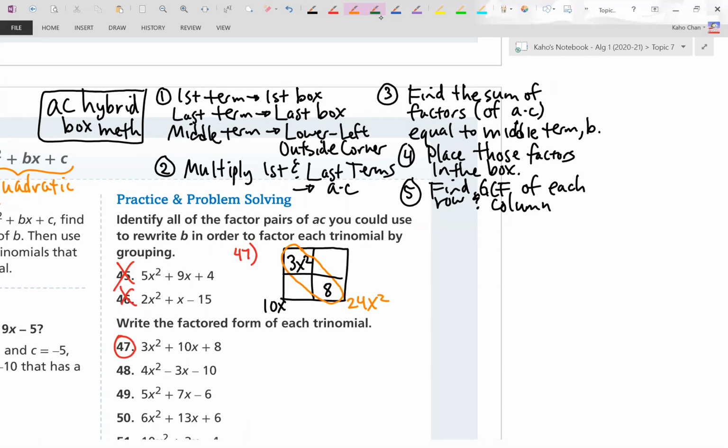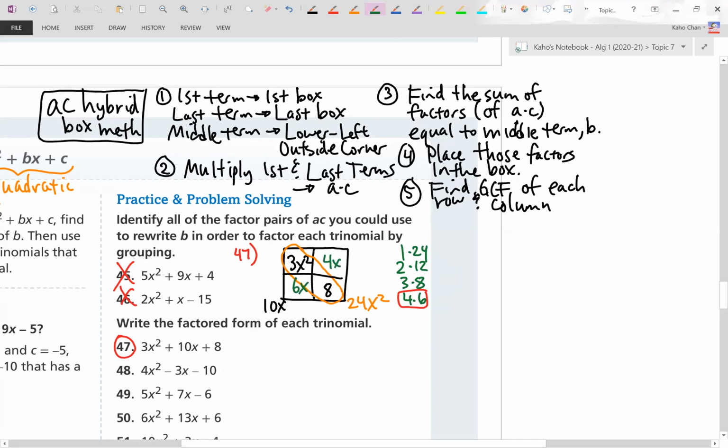So let's do that. Break that down to equal the middle term. So for 24, I have 1 times 24, 2 times 12, 3 times 8, 4 times 6. Oh, there it is. 4 times 6 is 24. 4 plus 6 is 10. Ding, ding, ding. We have a winner. Put those in the box. Doesn't matter where you put them, though.